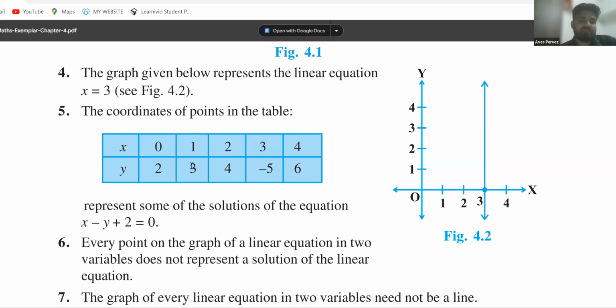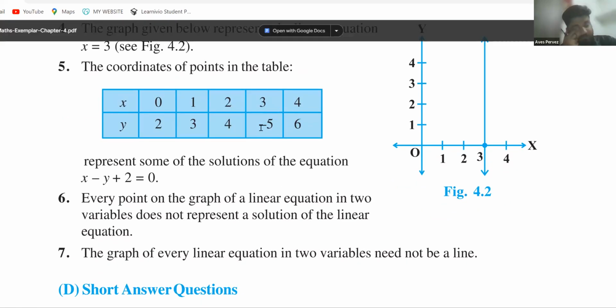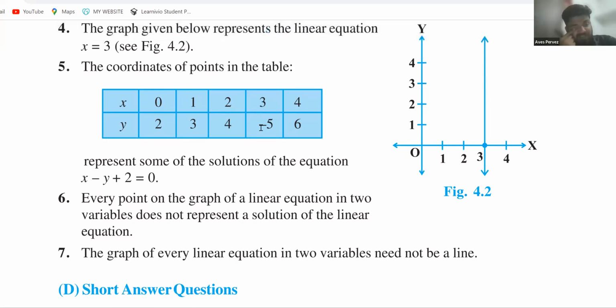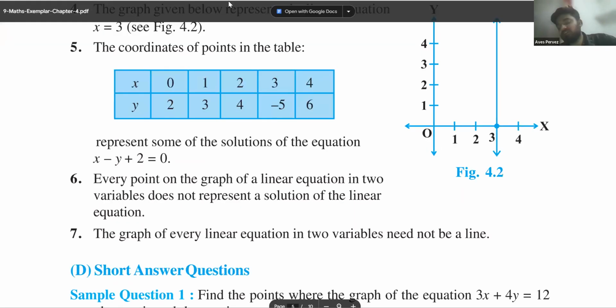This is a solution. This is a solution. This is a solution. But this is not the solution. Okay, got it? Every point on the graph of the linear equation in two variables does not represent a solution. For example, let me ask you to answer question number 6.